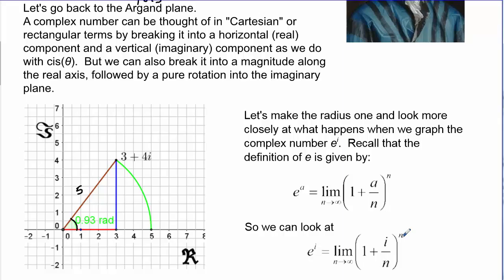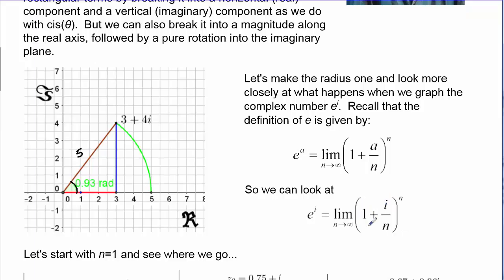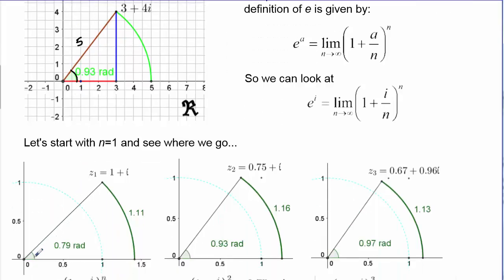And what I want to do next is take a look at what this number does as we start from n equals 1, and then as n gets bigger and bigger, what does e to the i do? So we're going to zoom into this complex plane here and look at this part where I've put a dotted line where the unit circle is at a radius of 1 from the origin.